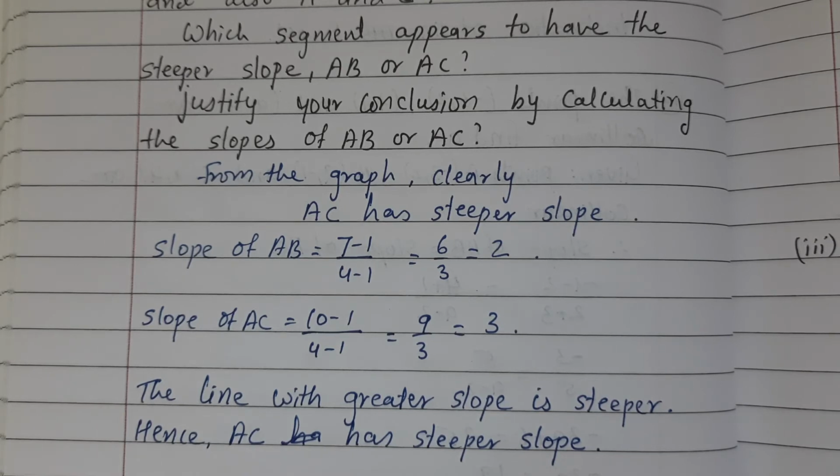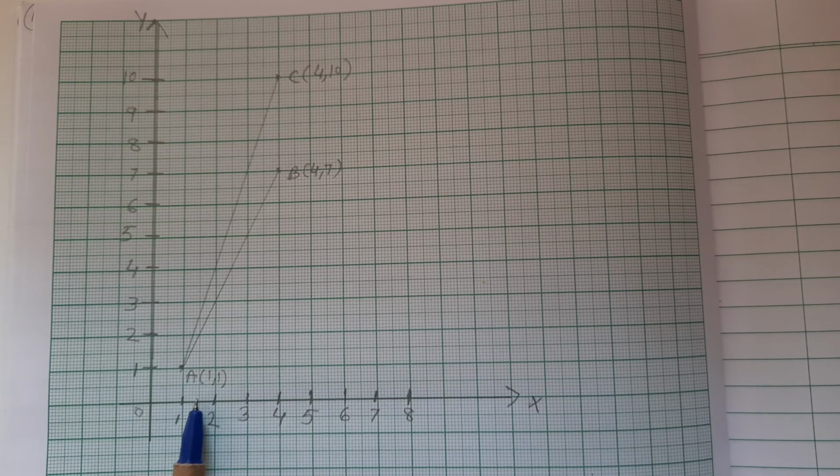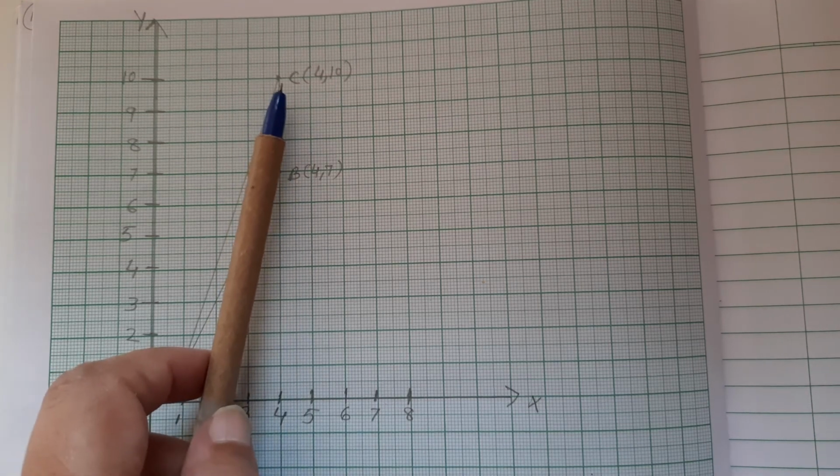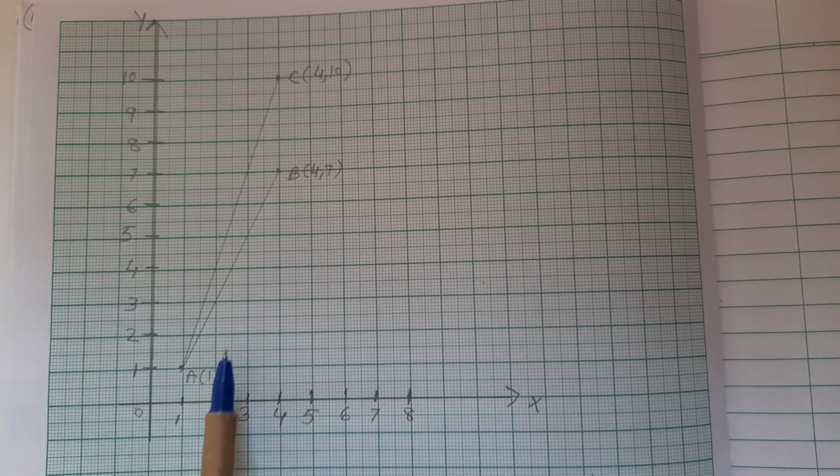Slope of AB equals (7 - 1) upon (4 - 1), equals 6 upon 3, equals 2. Slope of AC equals (10 - 1) upon (4 - 1), equals 9 upon 3, equals 3. The line with greater slope is steeper. Hence, AC has the steeper slope. Points A(1, 1), B(4, 7), C(4, 10). Join AB and AC. From the graph, it is clear that AC is steeper than AB.